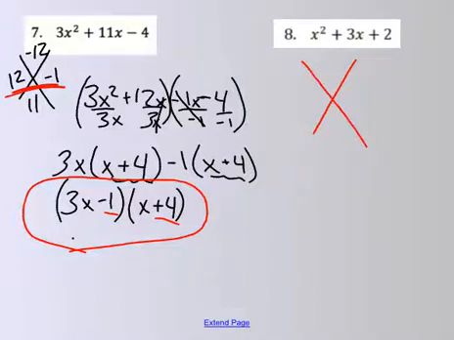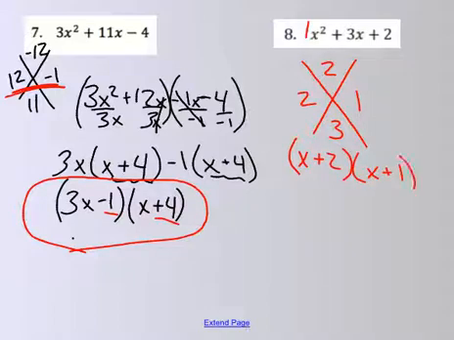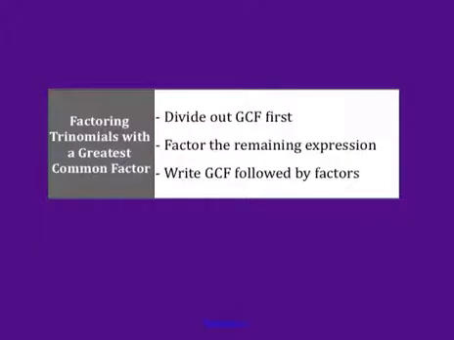However, for this one, it's a 1x, so I'm already happy. 2 and 3. 2 times 1 is a positive 3. So I know this answer is going to be x plus 2, x plus 1. And I'm done. Awesome. I think divide out GCF first, factor the remaining expression, write GCF followed by factors.